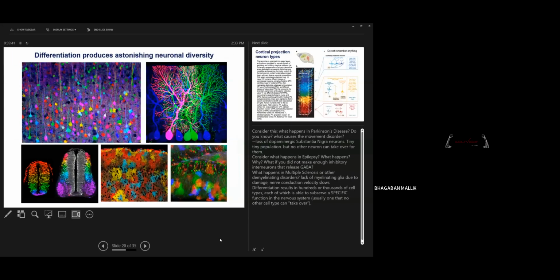So here you can see, because of the expression of different types of transcription factors, you get different varieties of neurons. This is a Purkinje neuron. You can see that different neurons are color coded. So how complex is the process? How complex is the development and the expression of different transcription factors generating different cell types?